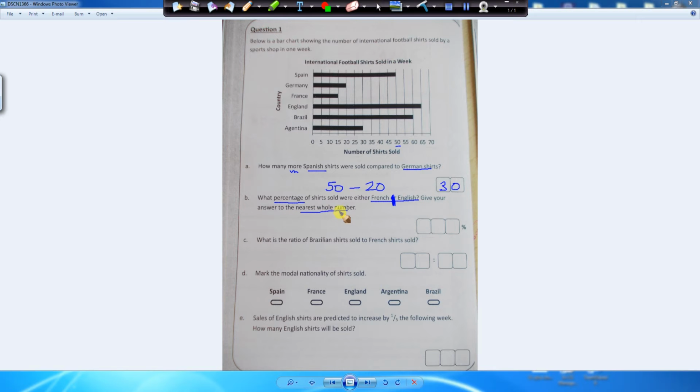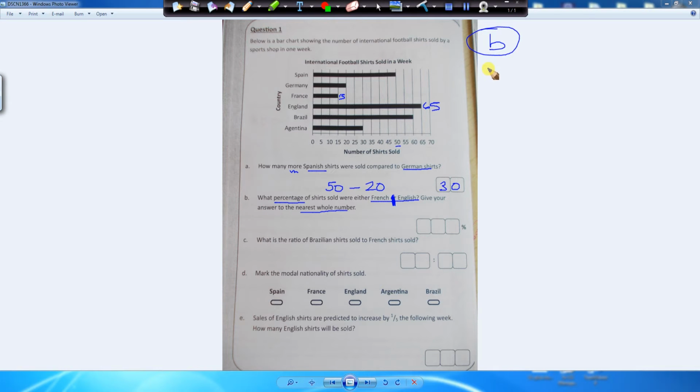Let's have a look. So French and English. French is 15. English, over here, comes down here: 65. Let's do the calculation over here on the side, we've got more space.